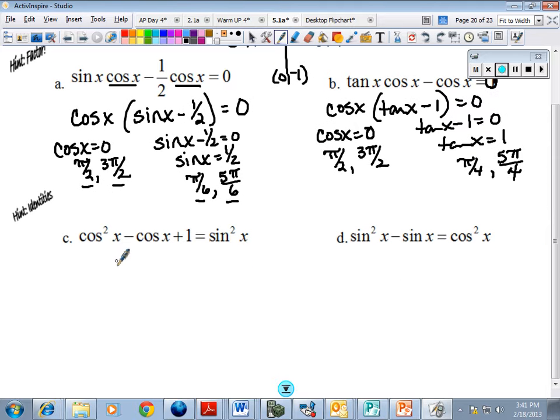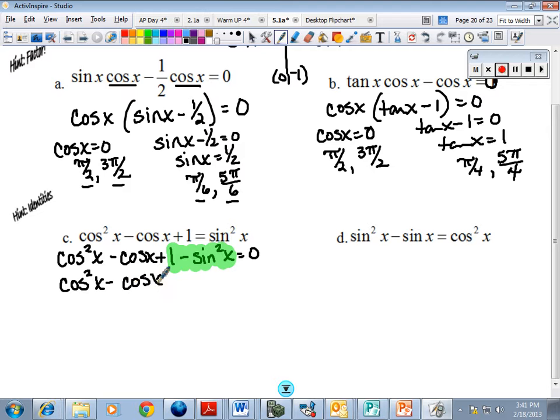Okay. This one, I'm going to try to use my identities. I need to get everything on one side. So it would be cosine squared minus cosine of x plus 1 minus sine squared of x equal to 0. Now I have a little bit of an issue. I have cosines and I have sines. I cannot factor anything out, so it tells me to use my identities. Well, can I turn 1 minus sine squared of x into cosine squared of x? That's cosine squared.